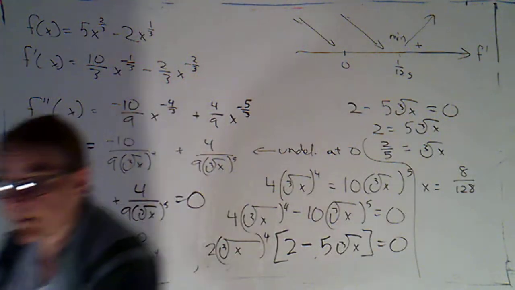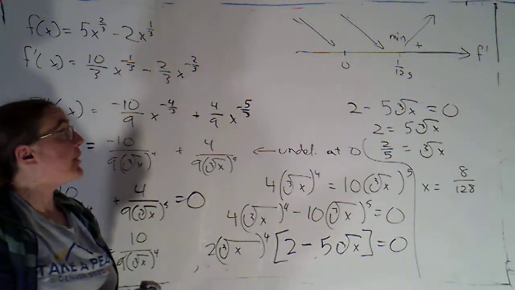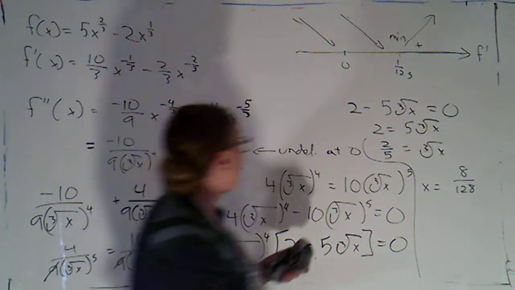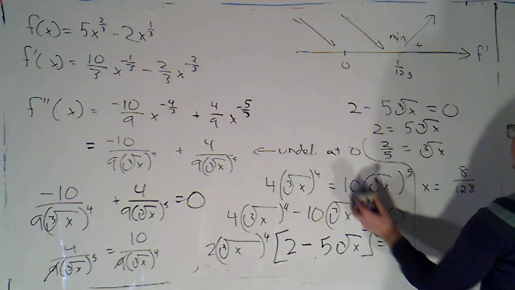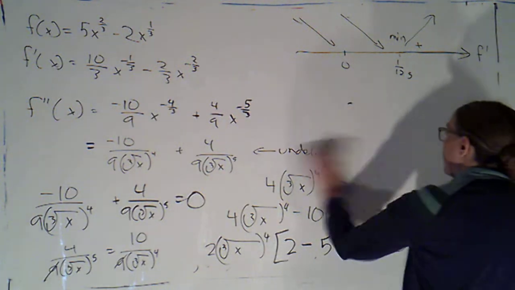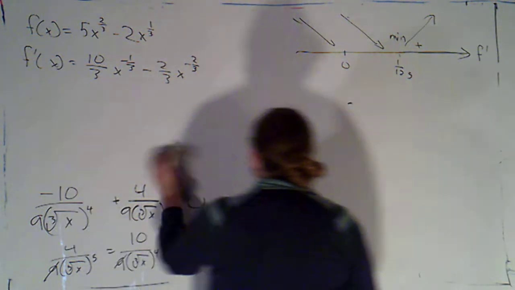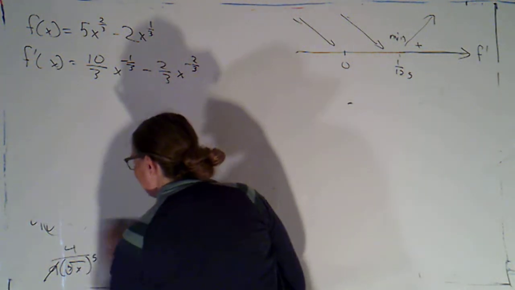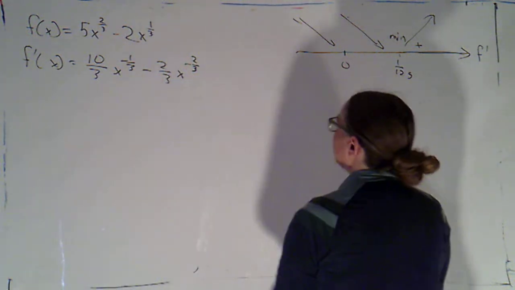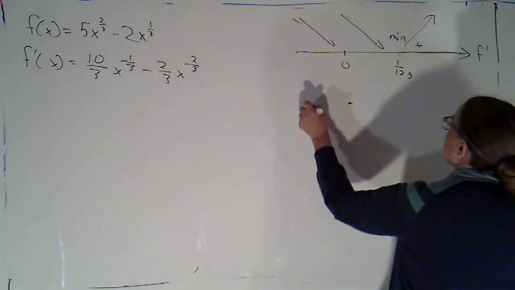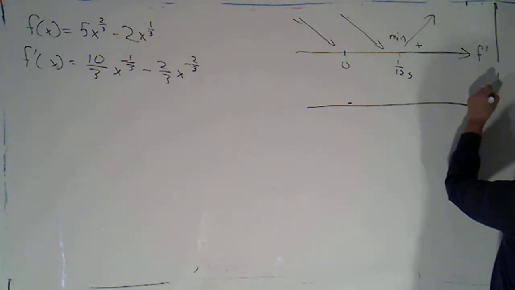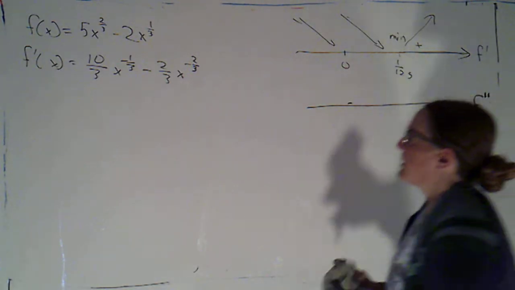Okay, so I can draw my number line now for f double prime. I'm going to mark off 0, and I'm going to mark off 8 over 125. Those are the two places that don't have a special name, but at which the second derivative could change sign. Oh, and I just erased it. Rats. I did not mean to erase my formula.